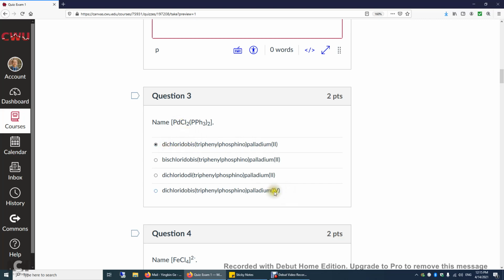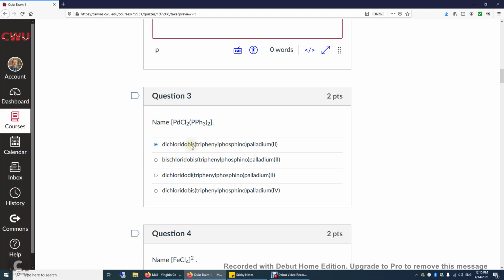This oxidation number is wrong. And over here, do not say ditri. Change this di to bis. Over here, this chloride, it's a simple ligand, simple name, so just dichloride, not bis chloride, so do not say bis here. You need to say dichloride, bis triphenylphosphine.